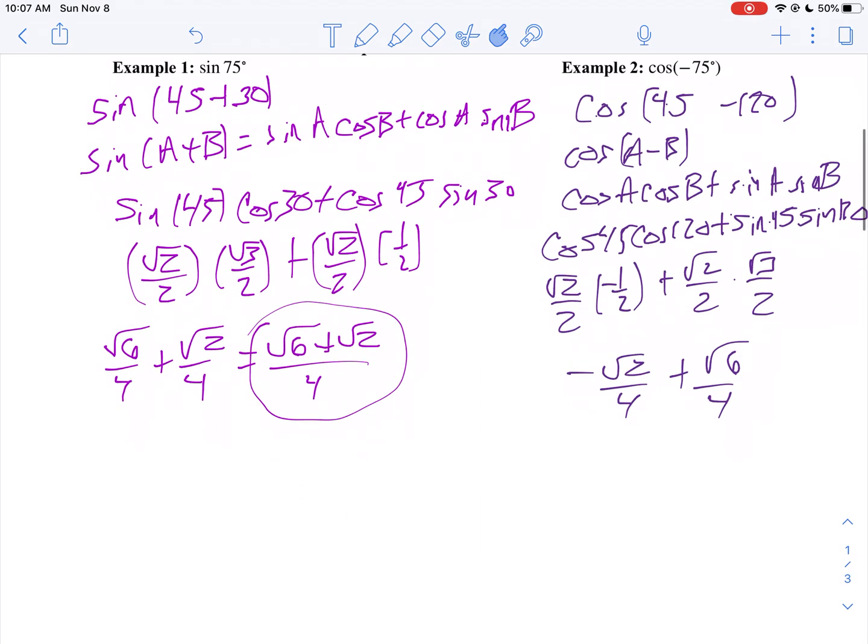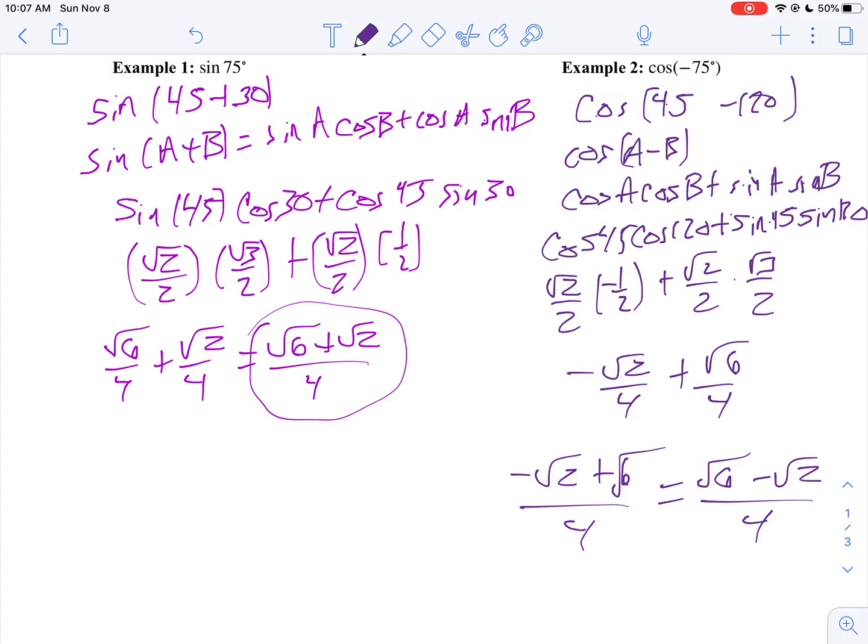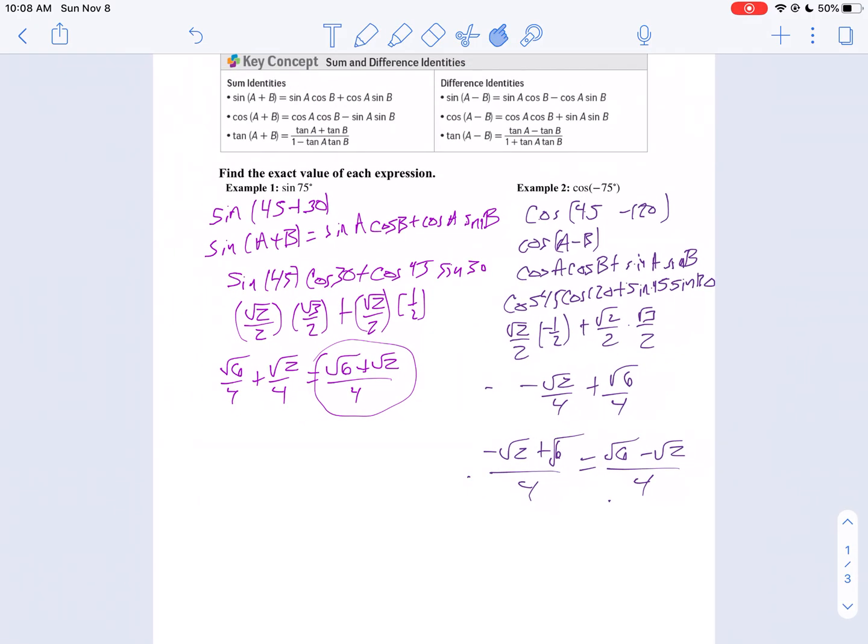Write that with a common denominator. You can write negative square root of 2 plus the square root of 6 all over 4. Or you could say the square root of 6 minus the square root of 2 all over 4. Either one of these ways is an acceptable way to write that solution.